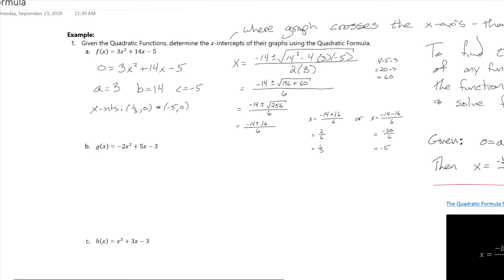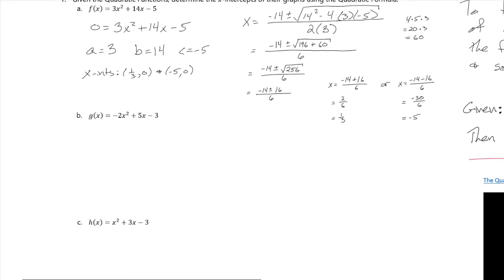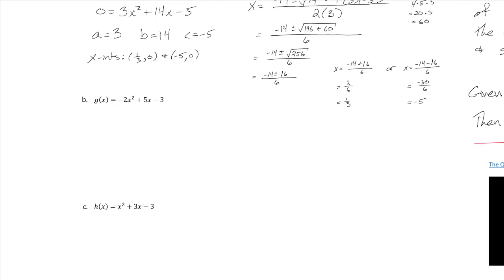All right, so we want to go ahead and use this a couple more times in a couple more examples, and maybe run into some other things that might happen with these. So for the next problem, we have part B, g of x equals negative 2x squared plus 5x minus 3. We want to start by setting the function to 0. And so we'll have 0 equals negative 2x squared plus 5x minus 3.